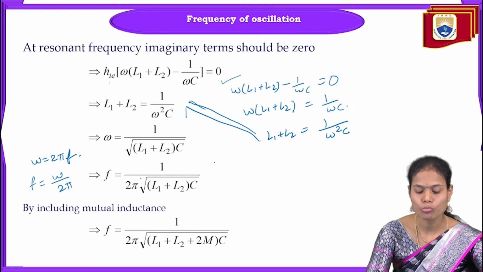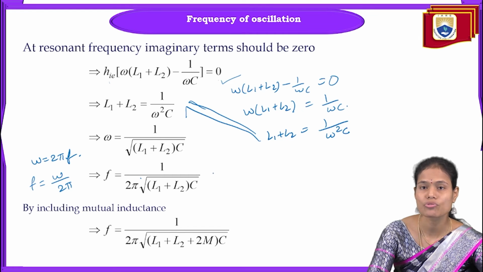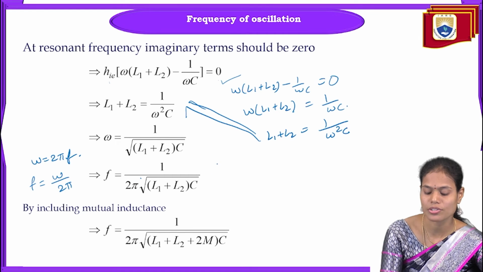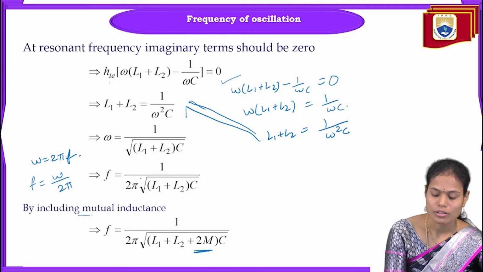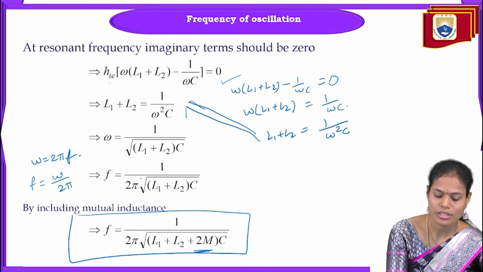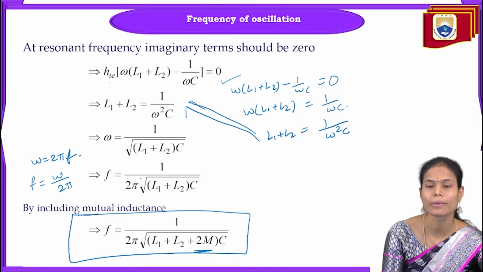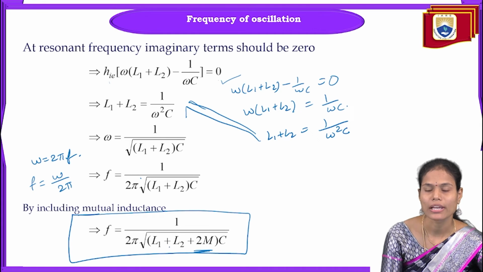If you include the mutual inductance also in the consideration, we will add the 2M here. So the frequency of oscillations in the case of Hartley oscillator is 1 by 2 pi under root of L1 plus L2 plus 2M into C.